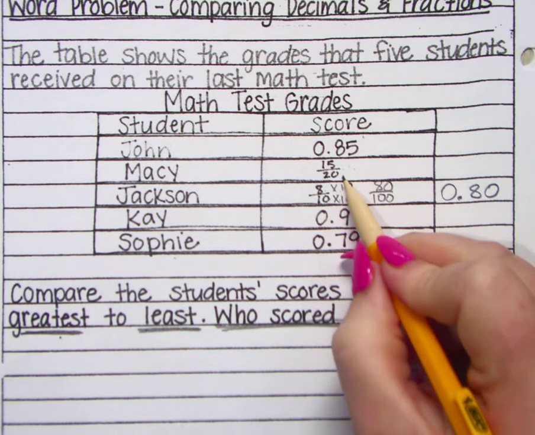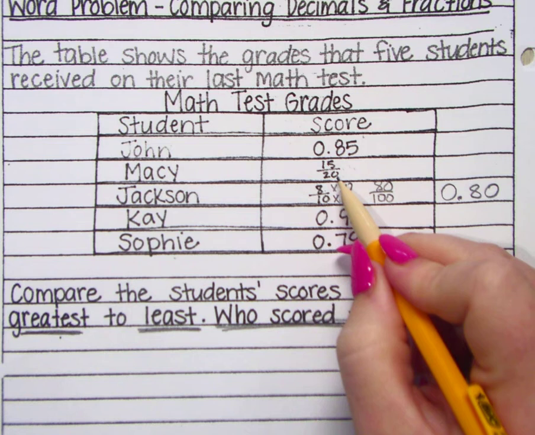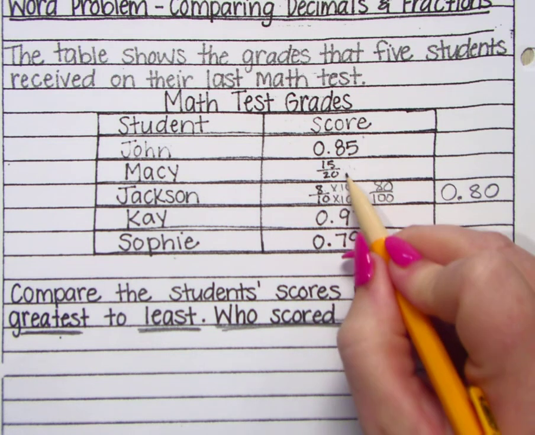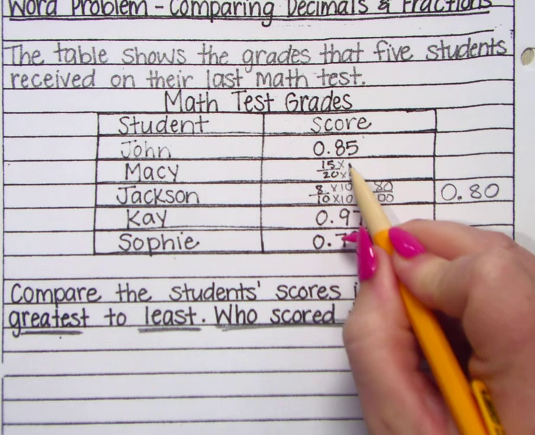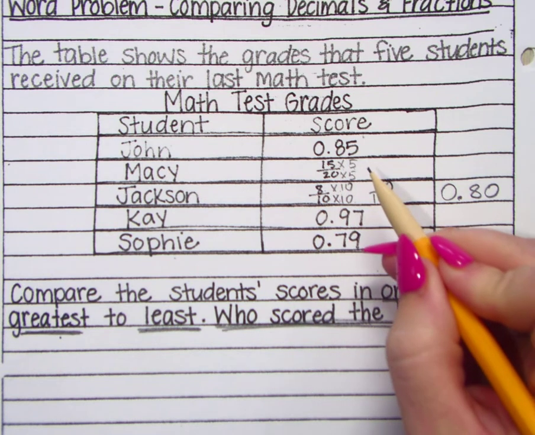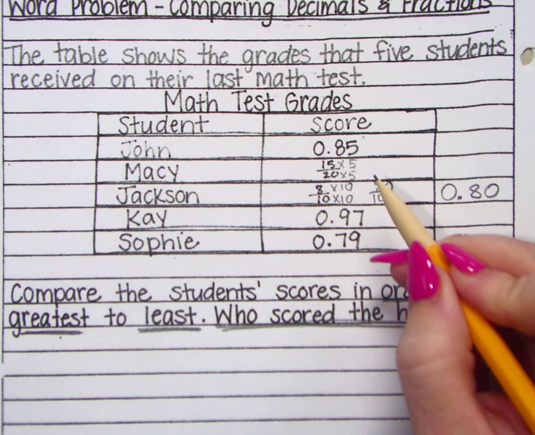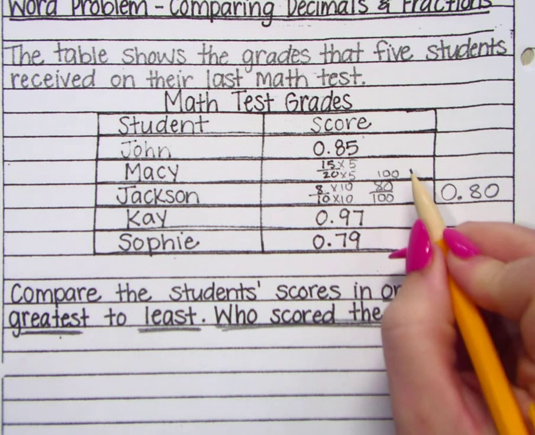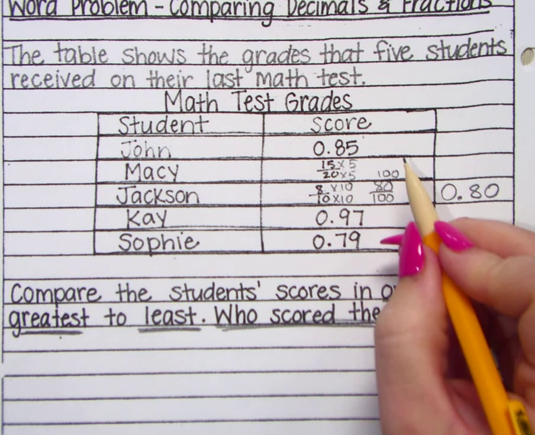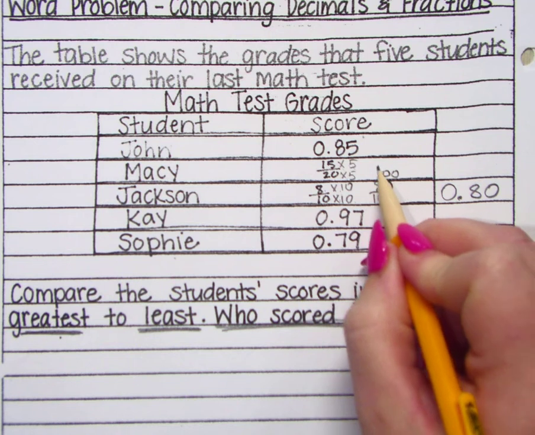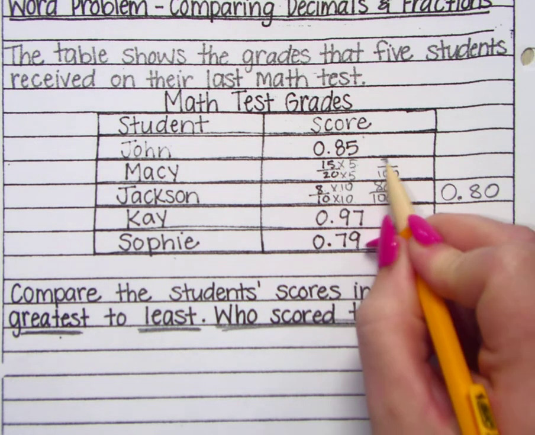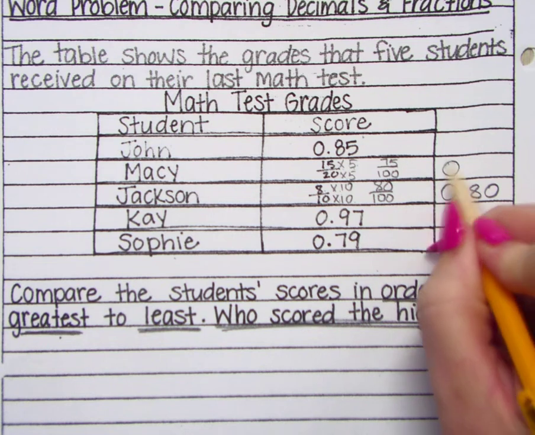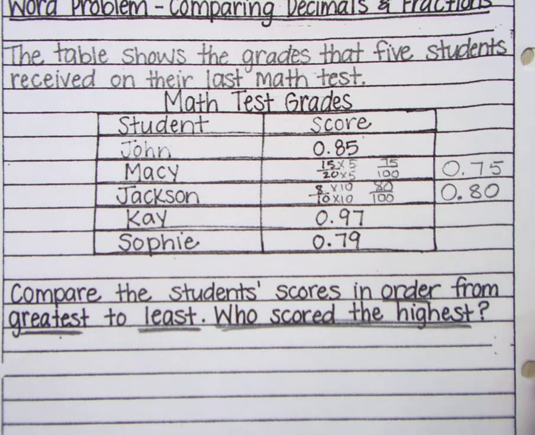And then 15 twentieths, I know 2 times 5 gives me 10, so 20 times 5 would give me 100. So I'm going to multiply by 5 here, and I'm going to multiply by 5 here. Whatever I do to the bottom, I have to also do to the top. So first, I've got to say 20 times 5 gives me 100. Then I have to say 15 times 5 gives me 75. So then that right there, 75 hundredths as a decimal, 0.75.